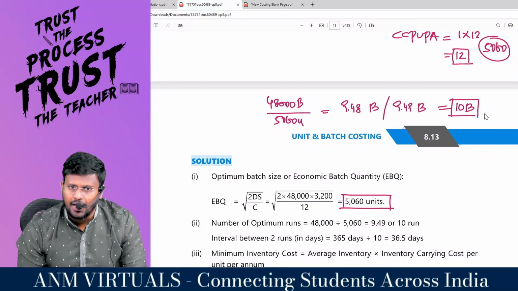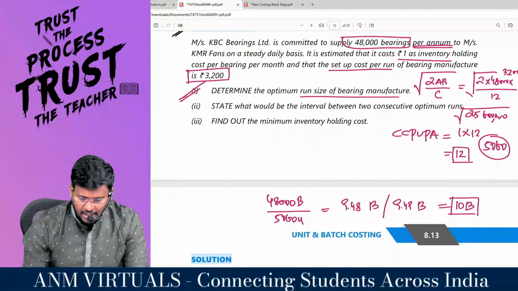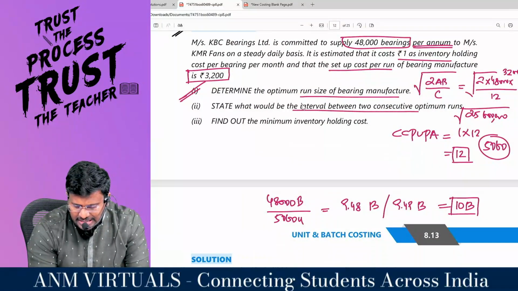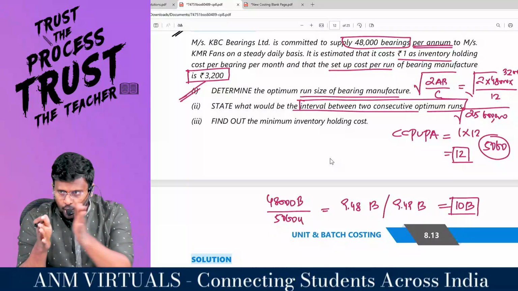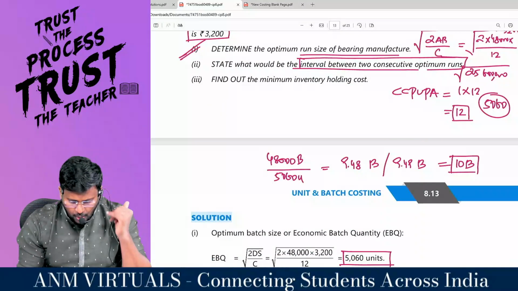Mandatorily I have to run 10 batches. How many batches? 10 batches. State what would be the interval between two consecutive runs? That means after one run, how much interval will there be before the next run, they are asking.